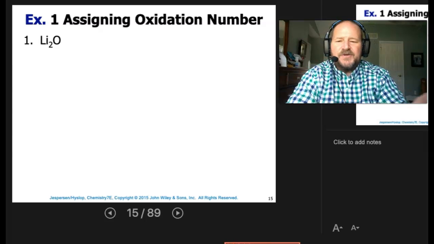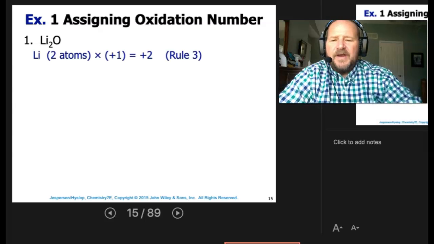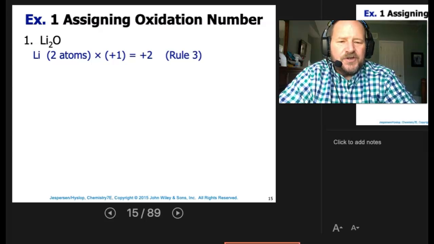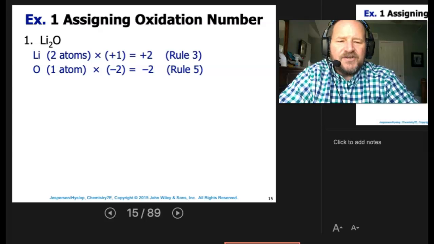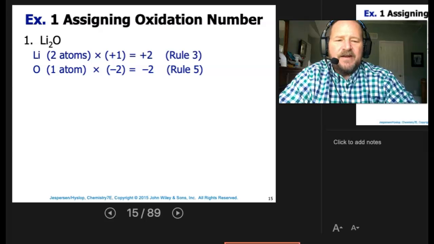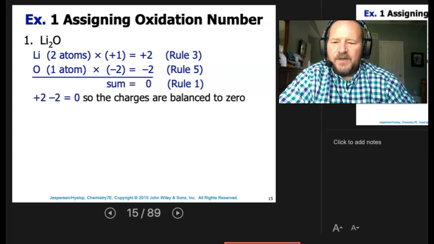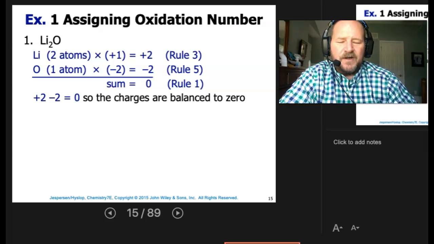Well, here's Li2O. So for lithium, we know we have 2 atoms. They're going to be +1, which means we have a +2 total charge. The oxygen, we only have 1. Oxygen is typically a -2. And then, of course, we sum those up and we get 0. So it's very easy to do, not tough at all here. +2 - 2 equals 0. So the charges are balanced to equal 0 as well.